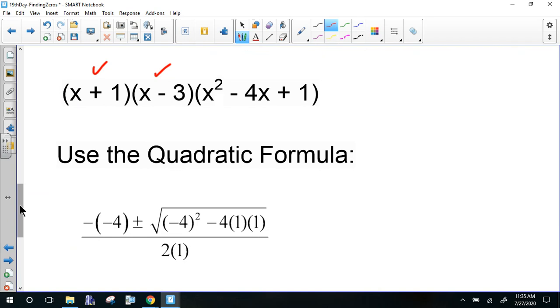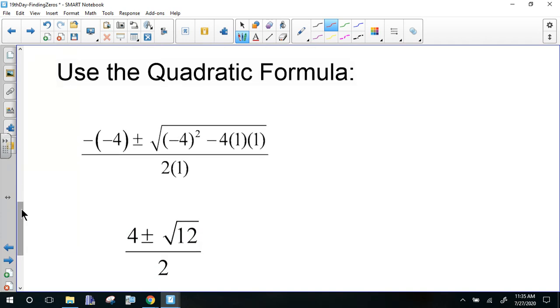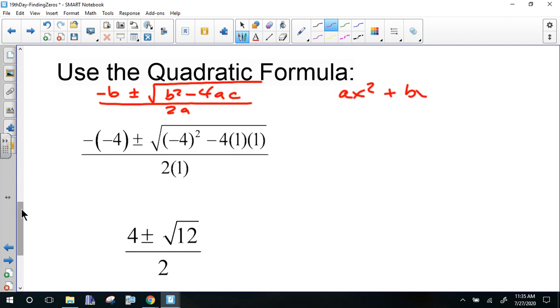Well, if you can't factor it, it doesn't work out. I don't have any factors of 1 that add up to give me a negative 4. The only factors of 1 are 1 times 1. 1 plus 1 doesn't add up to 4. So I have to use the quadratic formula. Remember, the quadratic formula is negative b plus or minus the square root of b squared minus 4ac all over 2a. And we're looking at standard form. So there's your a, your b, and your c's.